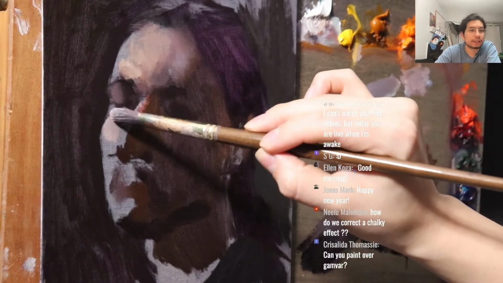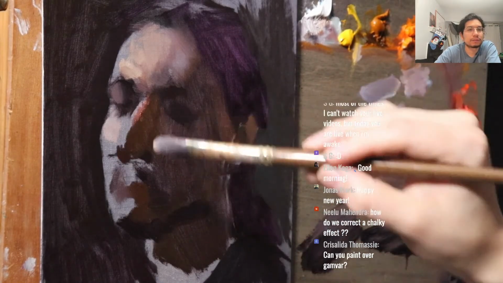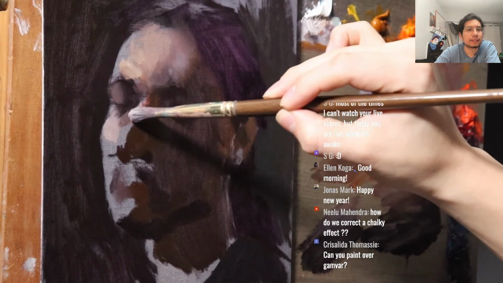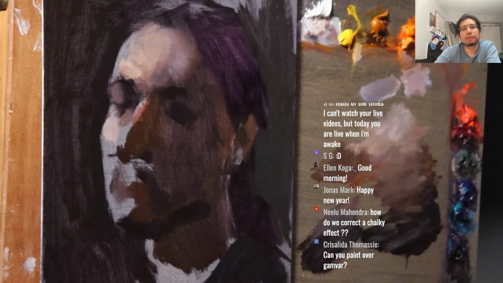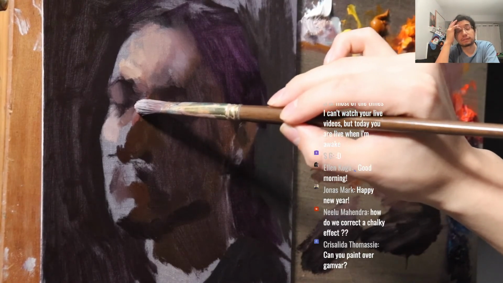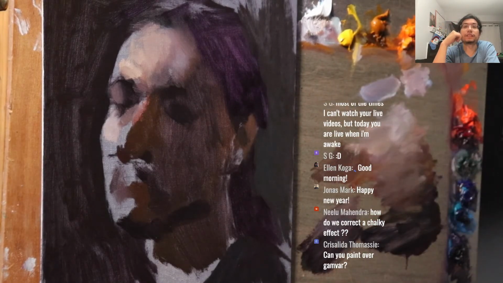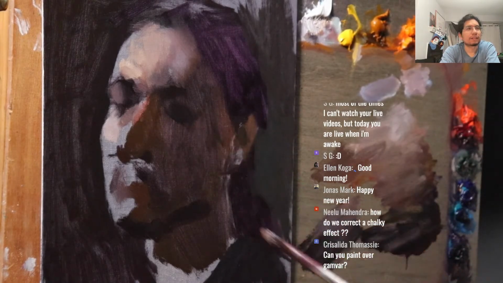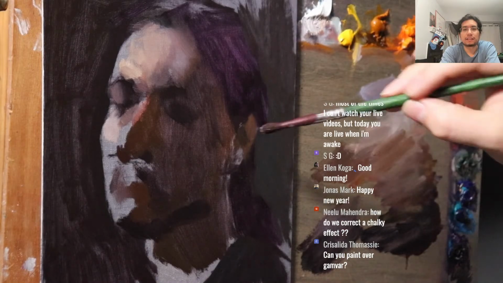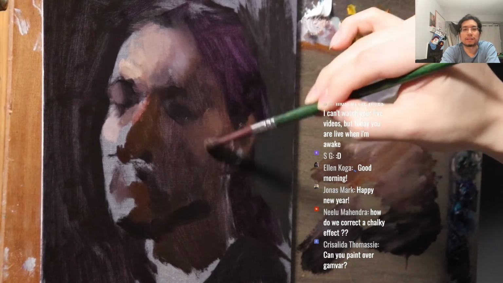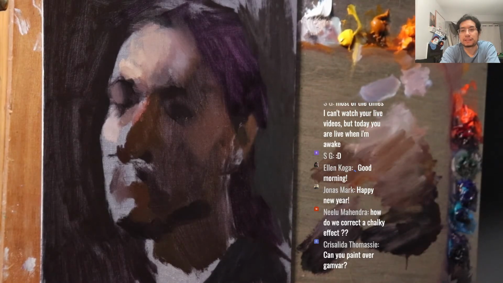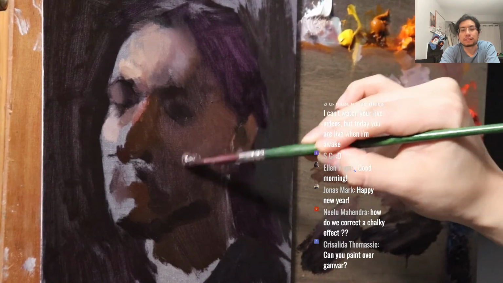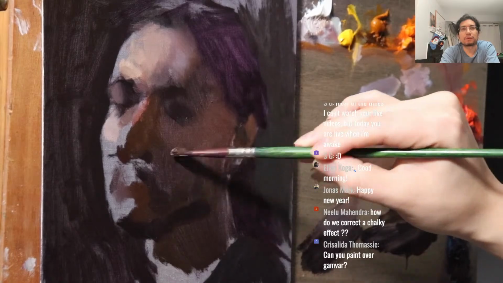It's from Nilu. How do we correct a chalky effect? Sometimes the chalkiness that you speak of is a good thing. My teacher Paulden, one of my first teachers ever, would always complain about the chalkiness of his paint, and I never quite understood it. I did understand it eventually, it just took me a while. The chalkiness means there's a little too much blue in something that you think should be warm. So add something warm to it that's a little more opaque.